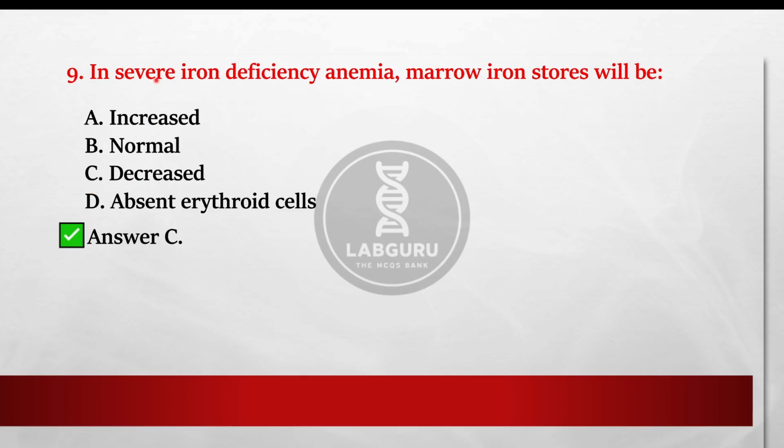Means if there is a severe iron deficiency anemia, the marrow iron will be decreased. Why? Because it will go for the erythropoiesis. The iron is primarily going for the erythropoiesis, to make hemoglobin for RBC production. That's why this will be decreased.